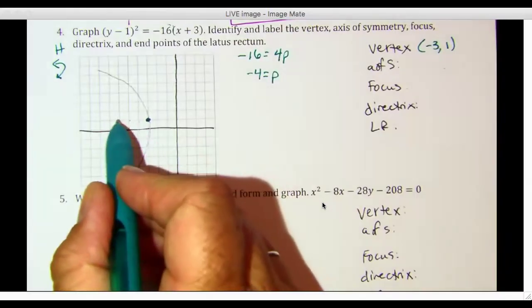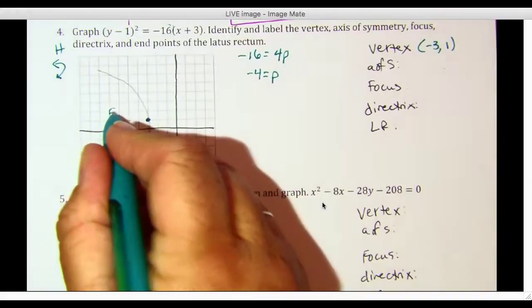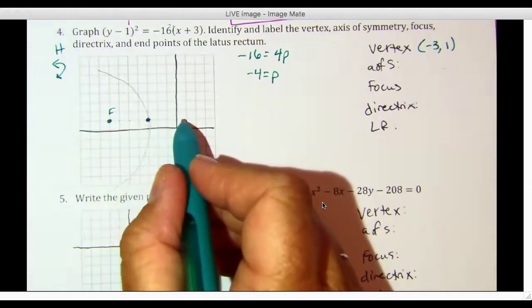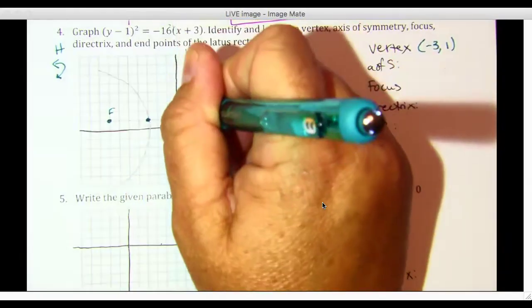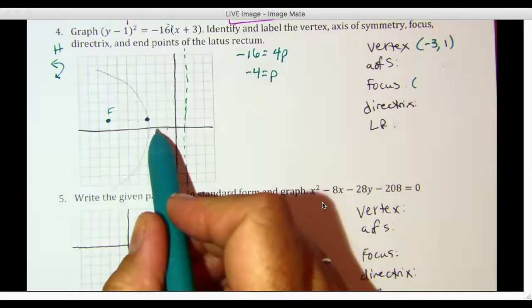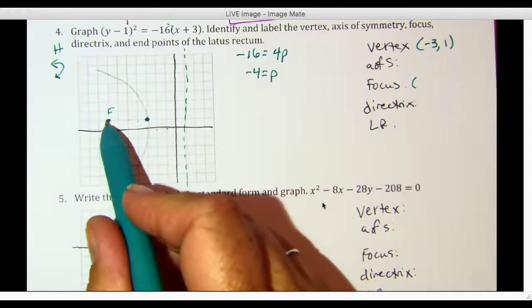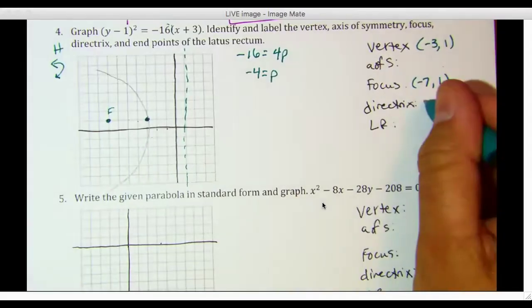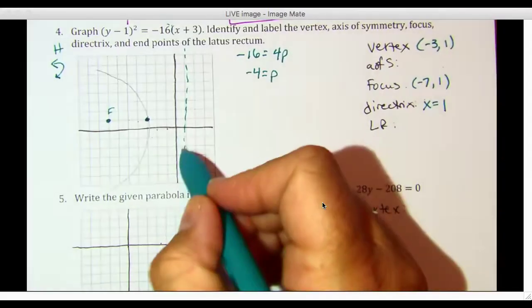1, 2, 3, 4. There's my focus. My directrix is going to be on the other side, 4. 1, 2, 3, 4. It'll be the vertical line through there. So my focus is at 1, 2, 3, 4, 5, 6, 7, 1. So negative 7, 1. And my directrix is the line x equals 1, this vertical line, x equals 1.